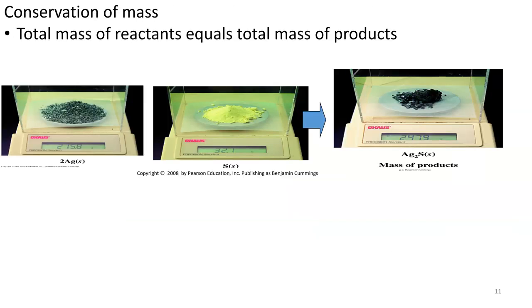All right, the last thing we want to talk about is conservation of mass. Total mass of reactants equals the total mass of products. That's always the case. So you have 2 moles of silver. They weigh 215.8 grams. You have sulfur, 32.1 grams, and then you have Ag2S, which weighs 247.9. So basically what this means, the total mass of the elements equals the total mass of the compound.